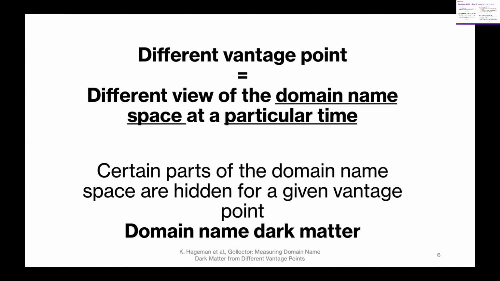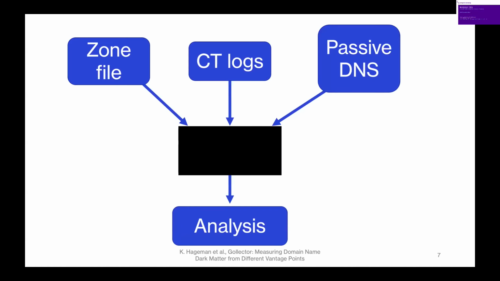And this is exactly what we refer to as domain name dark matter: certain parts of the domain name space at a particular point in time are hidden or invisible from the perspective of that vantage point. That's what we call domain name dark matter. And this is exactly what we wanted to investigate in our research. Can we leverage the relative domain name dark matter between different vantage points for several security contexts?